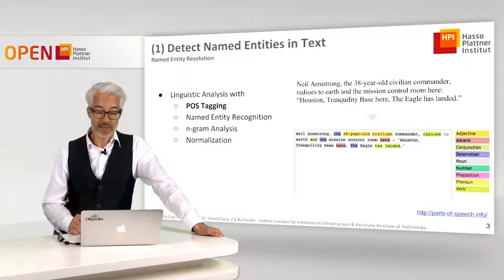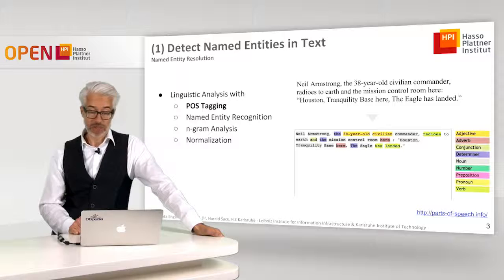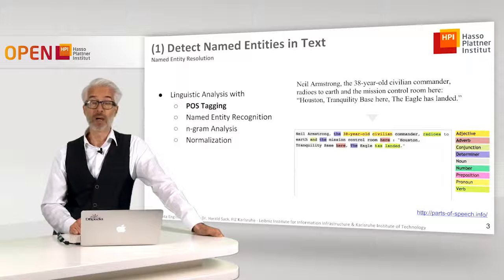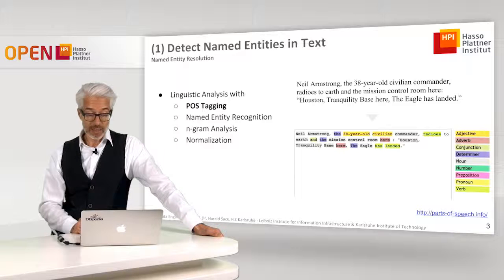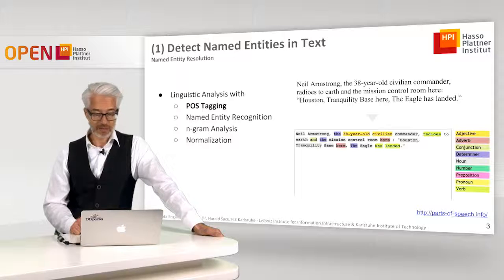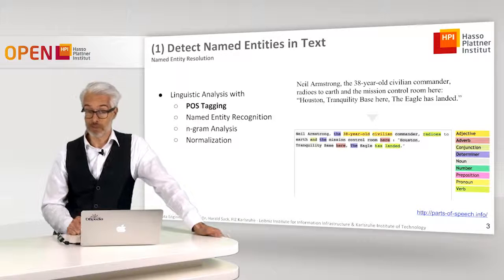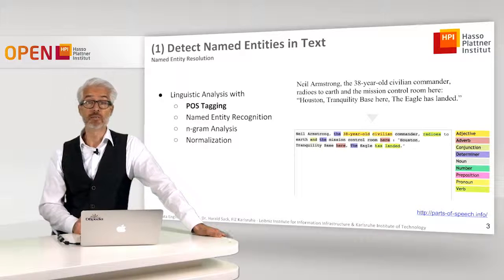For our named entities, usually interesting are definitely nouns, or adjectives, which can be part of nouns. So nouns here in our example are highlighted gray. For example, Neil Armstrong is a noun, commander is a noun, Earth is a noun, Tranquility Base is a noun, and so on. So this is the first step: determine the nouns because they might be interesting.